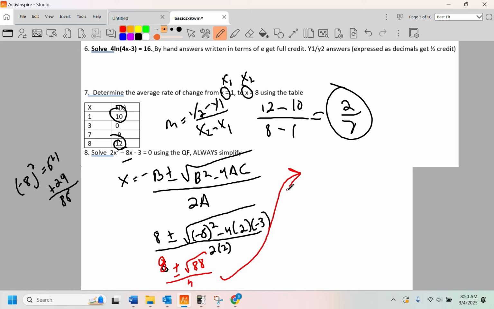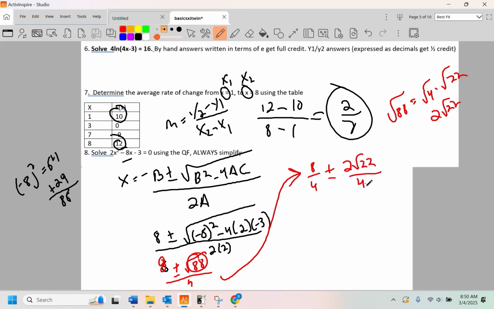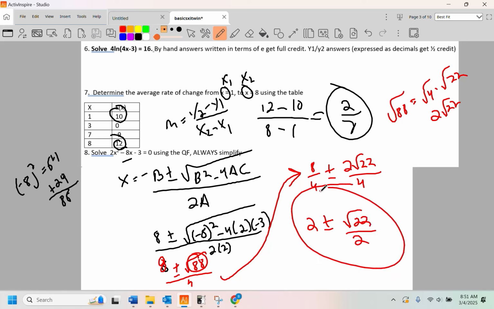If I break that apart, I'll have an 8 over 4 plus or minus something. So I'm going to play with root 88. Root 88 is probably 4 times 22, so root 4 times root 22, and that is as small as it'll go. Root 4 is 2, so 2 root 22. So plus or minus 2 root 22, sitting also over a 4. Now 8 over 4 reduces to 2, and 2 over 4 reduces to a half. There you go: 2 plus or minus root 22 over 2.